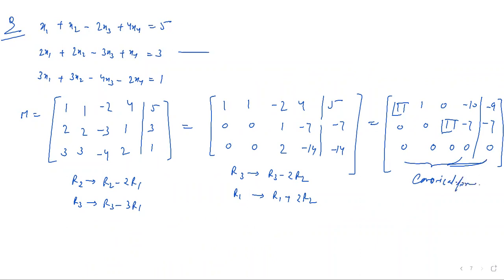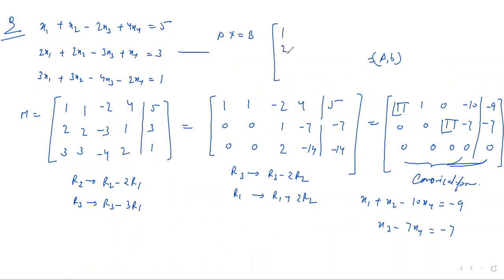Now if we frame the equations here, the corresponding equations are x1 plus x2 minus 10 x4 is equal to minus 9. This is b1 actually. We have seen that the augmented matrix is basically A comma b. And the other equation is x3 minus 7x4 is equal to minus 7. How am I writing this? We write this equation in the Ax equals b format.